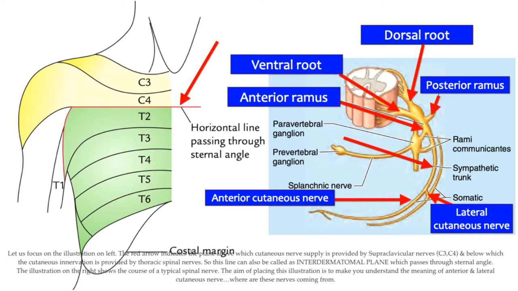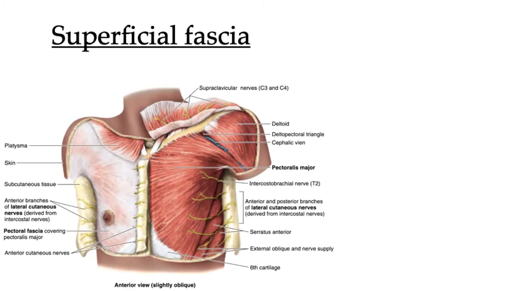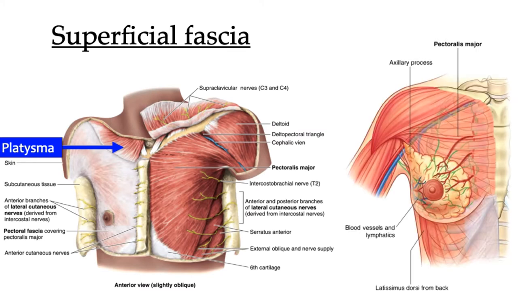Now let us start with the superficial fascia present over the pectoral region. The superficial fascia over the pectoral region consists of two important structures. One is the muscle which is called platysma. This is platysma, and another structure is the mammary gland.